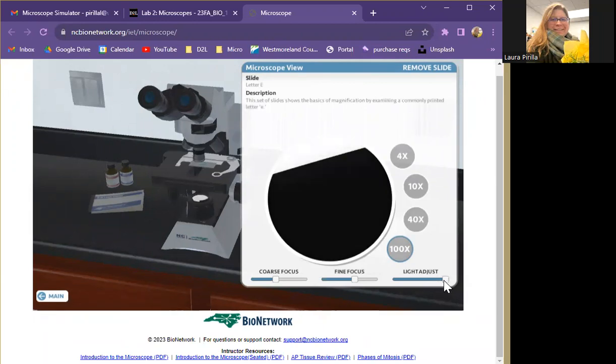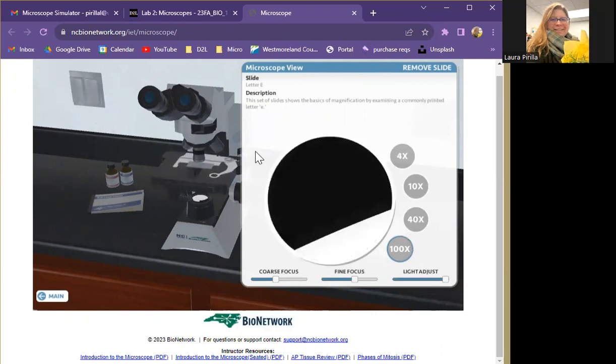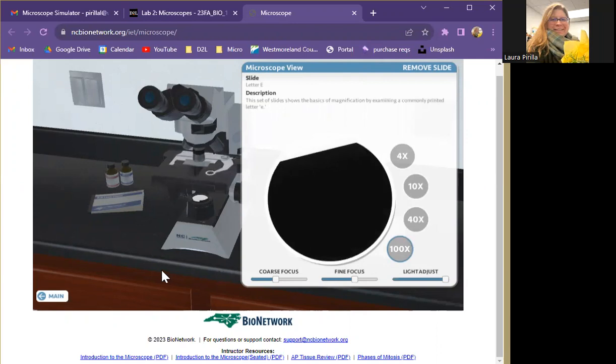Typically, you want to adjust the light up a little more each time you go up in power. Sometimes you don't have to adjust it between the 4x and the 10x very much at all. It just depends on the transparency of the thing you're looking at on the slide. But now, you see, we can hardly see anything of the letter E. As we pan around, it's just black and white because we're looking at such a tiny area at once.